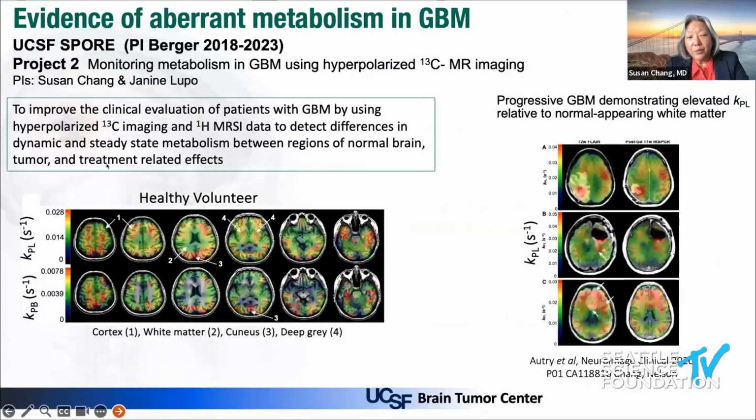So this is some of the work that we've already done through a SPORE mechanism with Dr. Berger being the PI. This was our project looking at monitoring metabolism in glioblastoma. And this is some of the work where you can see we're able to evaluate patients using this dynamic effects of giving pyruvate to patients and looking at the changes within the tumor versus normal brain.